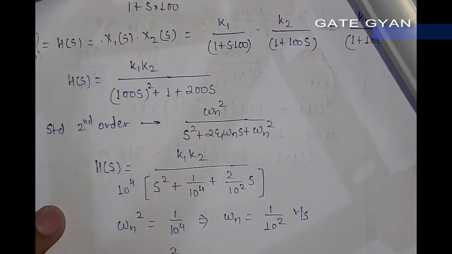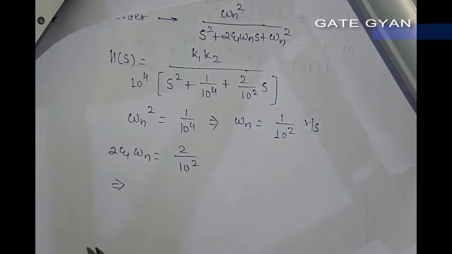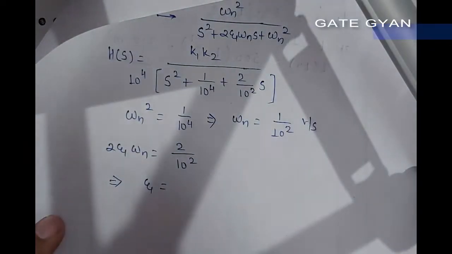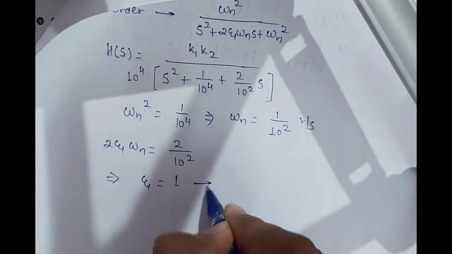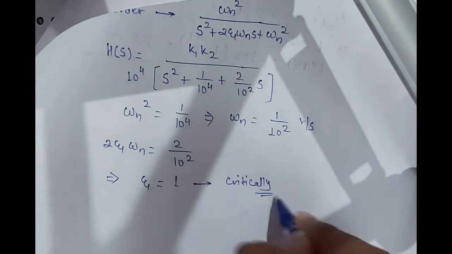So from here, zeta will be 1. As zeta is 1, it is critically damped. Thank you.